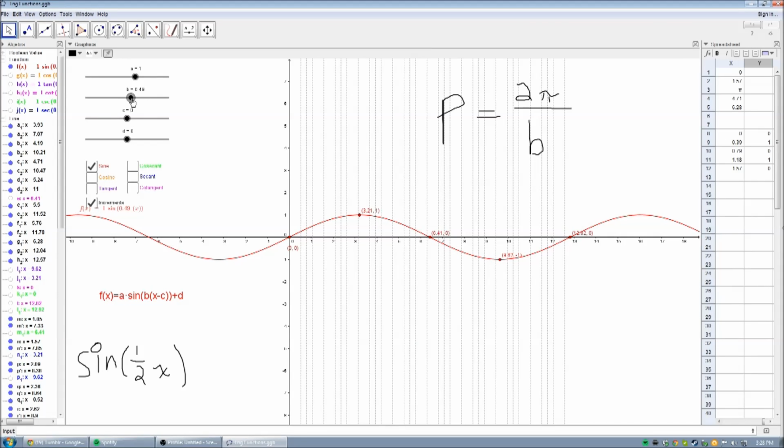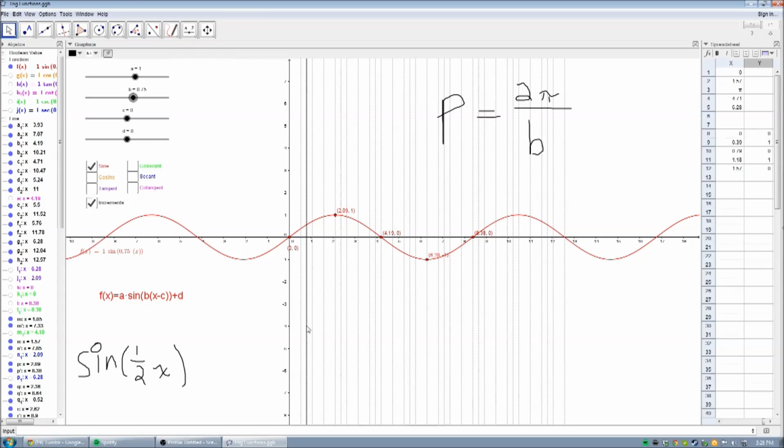If I made it 3/4 right there, if my b variable is 3/4, my period would be, not 6 pi over 4. What am I thinking? Well, let's write it out. So if I have 2 pi divided by 3/4, that means I'm multiplying it by 4/3. So that's 8 pi over 3. So this is 6 pi over 3, 7 pi over 3, 8 pi over 3. There it is.